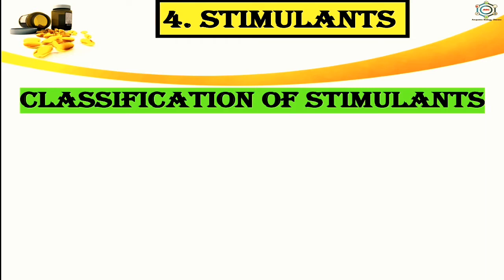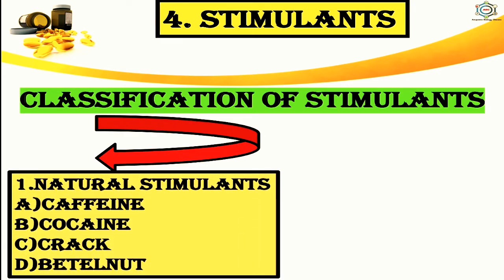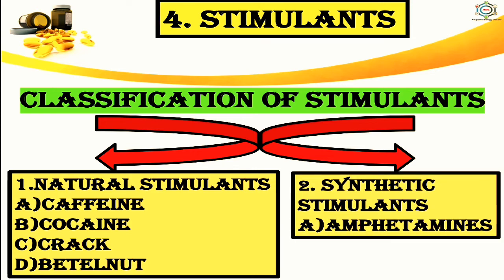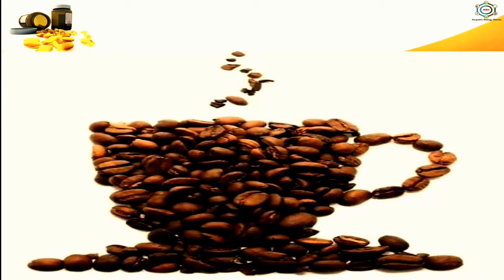So, according to classification, stimulants are divided into two main parts. First one is natural stimulants, which are caffeine, cocaine, crack and betel nut. And the second is synthetic stimulants, which is amphetamines. Now, after this, the first stimulant, that is caffeine. Caffeine is a mild stimulant.